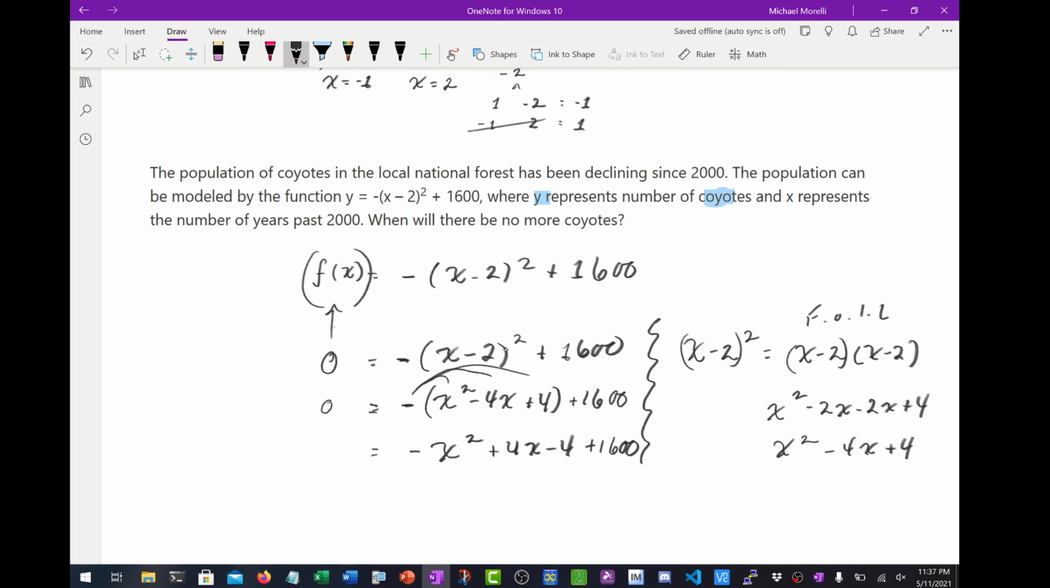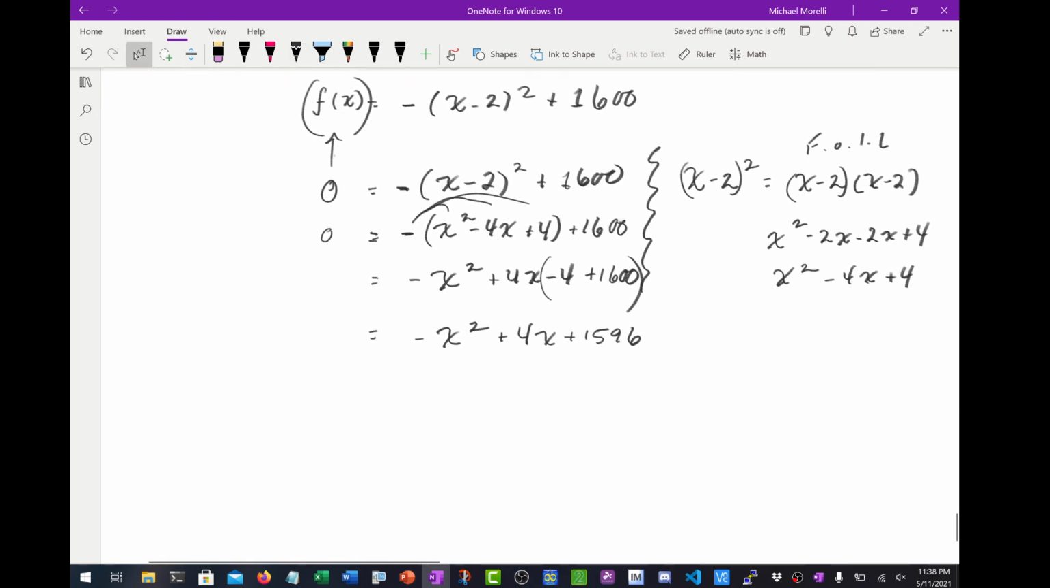Now we can add these together. So we have negative x squared plus 4x, and negative 4 plus 1600 would be positive 1,596. Now we just have to factor this quadratic.